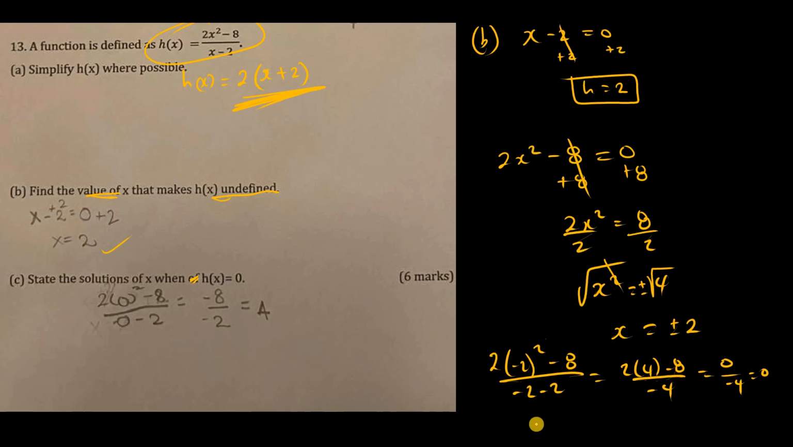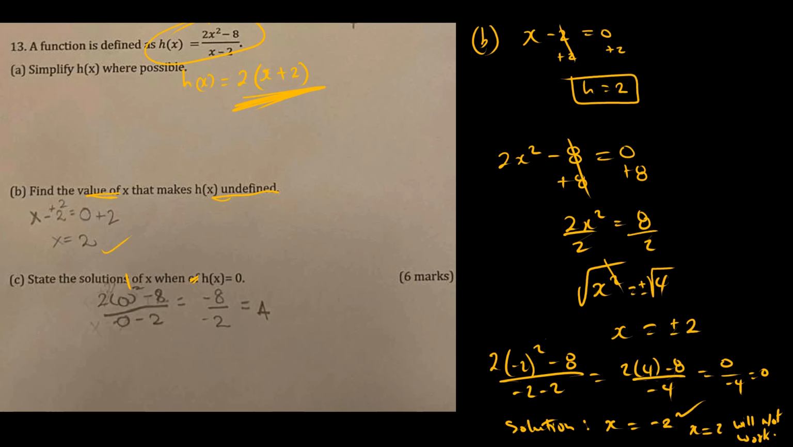So our solution is basically only one solution. The solution would be x equals negative 2, as x equals positive 2 will not work. And that's why we check our solution, double check our solution. So this will be the correct solution.